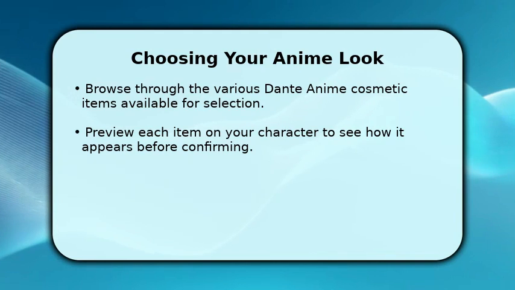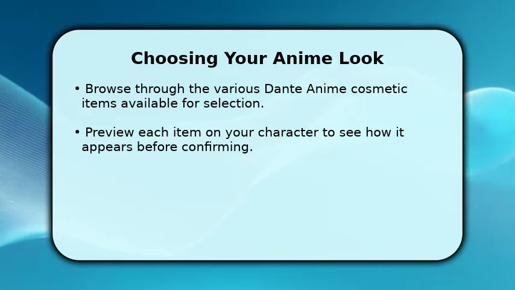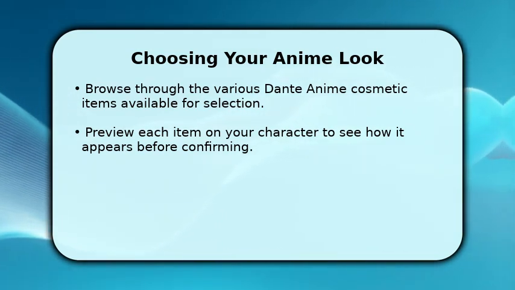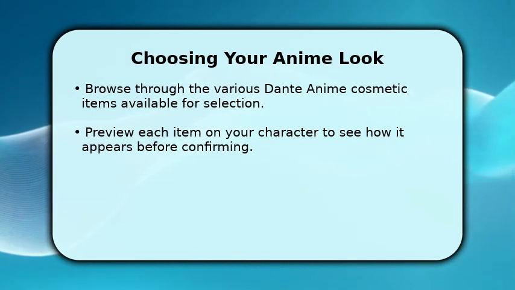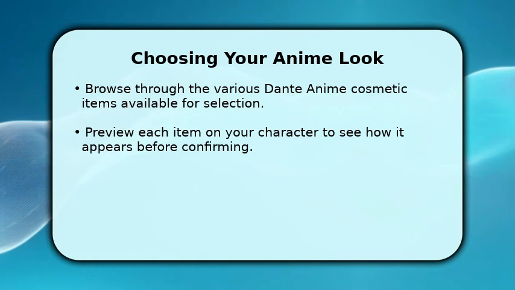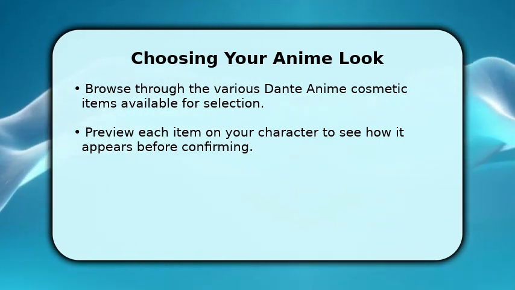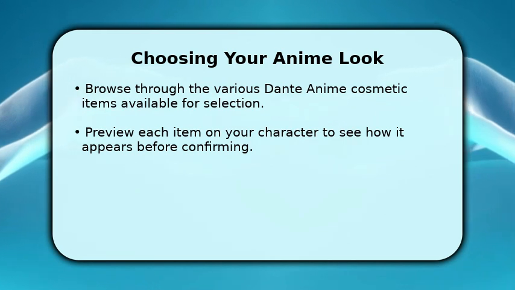Now that you are in the Dante Anime section, take your time to explore the wide array of available items. You will see many unique pieces to choose from. As you hover over each one, a preview should appear on your character. This allows you to visualize exactly how the cosmetic will look before making your final decision. Experiment with different options to find your perfect aesthetic.